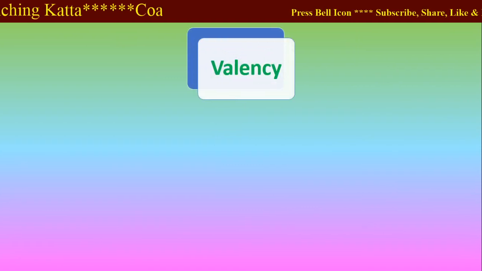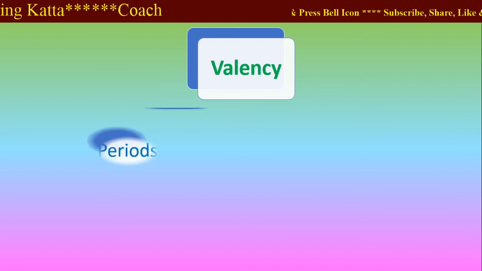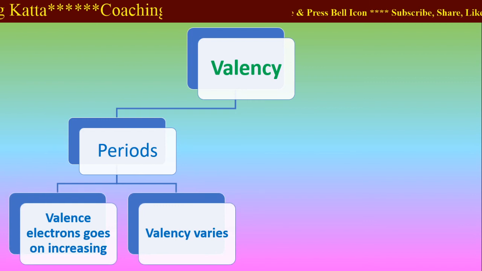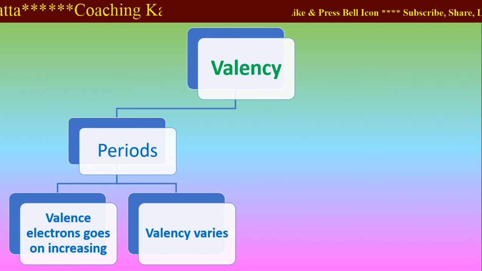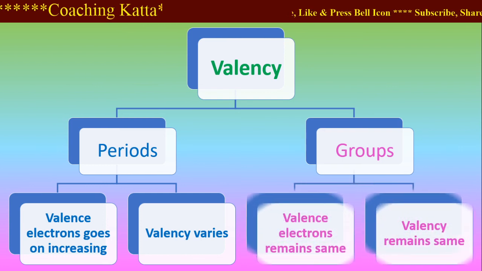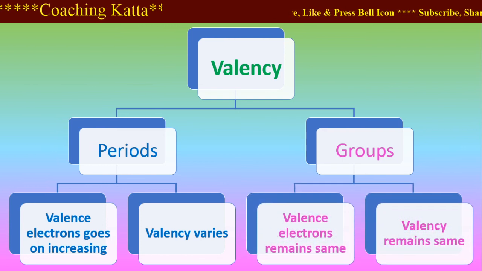Now this is the summary of the above 2 points. Just go through it. In periods, valence electrons go on increasing and valency varies or changes. In groups from top to bottom, valence electrons remain the same and also the corresponding valency remains the same.